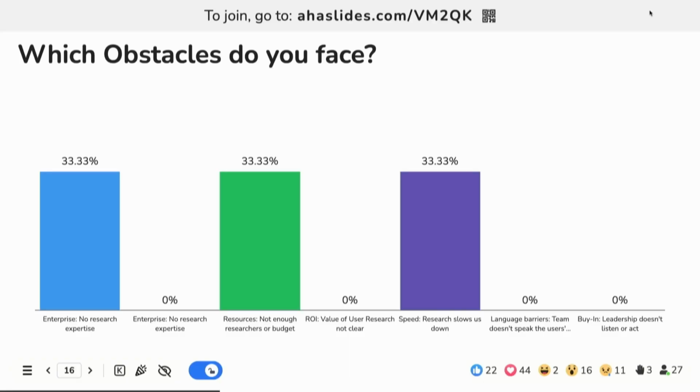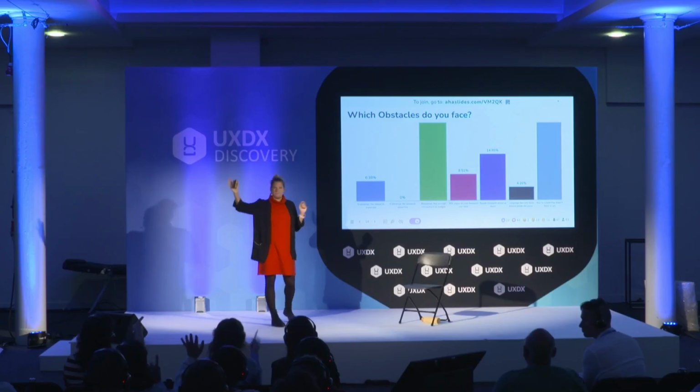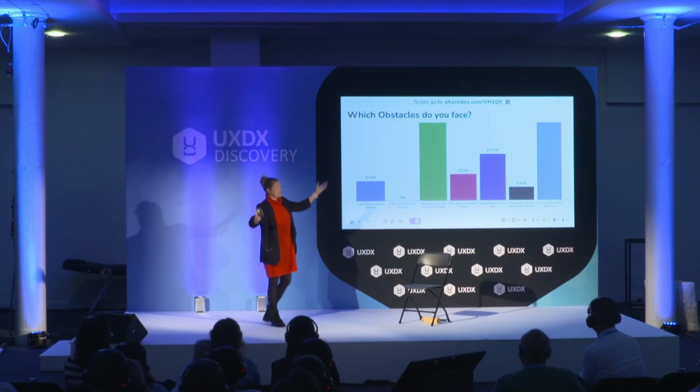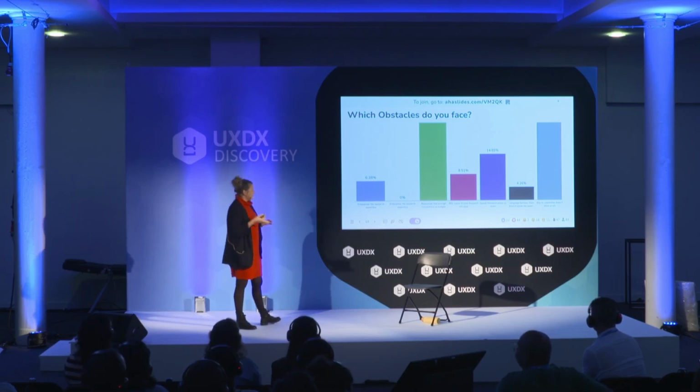exactly 1/3 voting for no research expertise, not enough researchers or budget, and speed, and nothing is moving. Is that poll working correctly? Okay. It looks like it's a little bit stuck. Maybe we can do a bit of hand voting again. No research expertise. Who has that problem? No researchers in the team. Ah, there we go. Okay, resources.